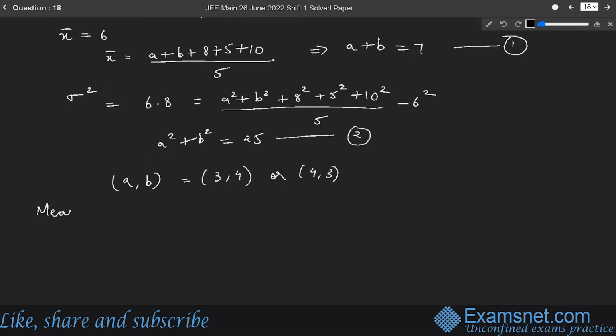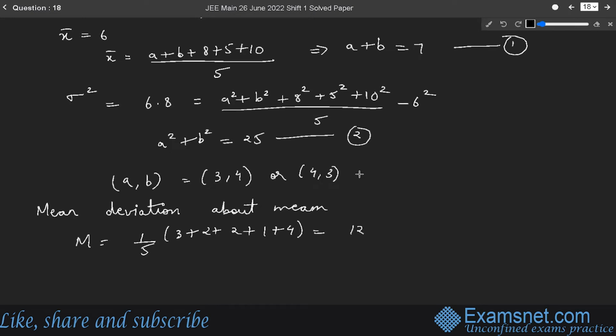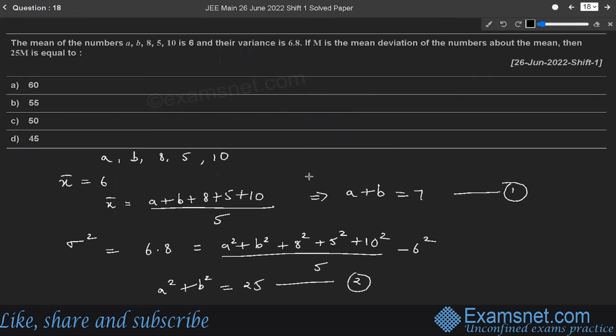Now, the mean deviation about mean, M will be equal to 1 by 5 into 3 plus 2 plus 2 plus 1 plus 4. So this will be equal to 12 upon 5. Therefore, we can say that 25M will be equal to 60. So we can say that the required answer for this question is option number A, which is 60.